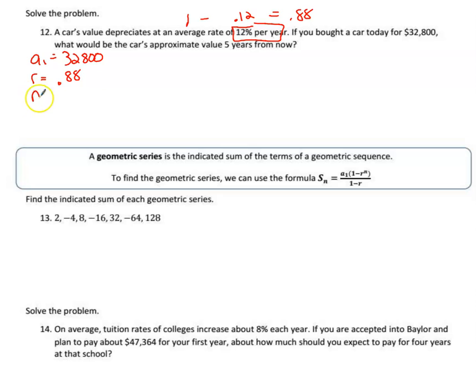And N, this is the one that messed me up when I first looked at these problems. A sub 1 is right now. So 5 years from now means we're going to add 5 to that. We're actually looking at A sub 6. So N is equal to 6 in this situation.